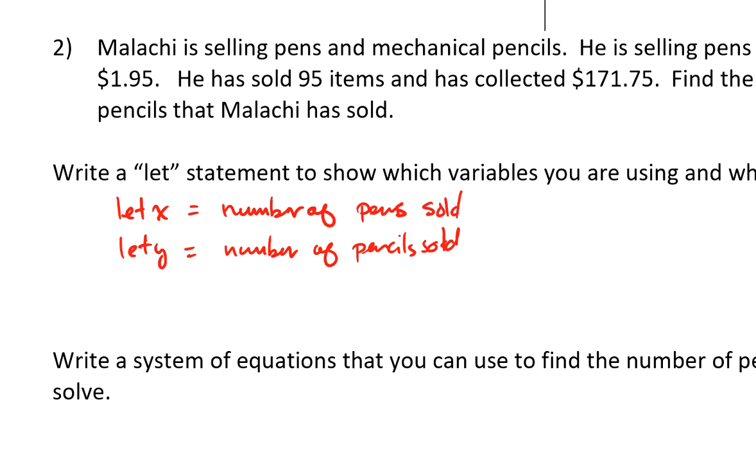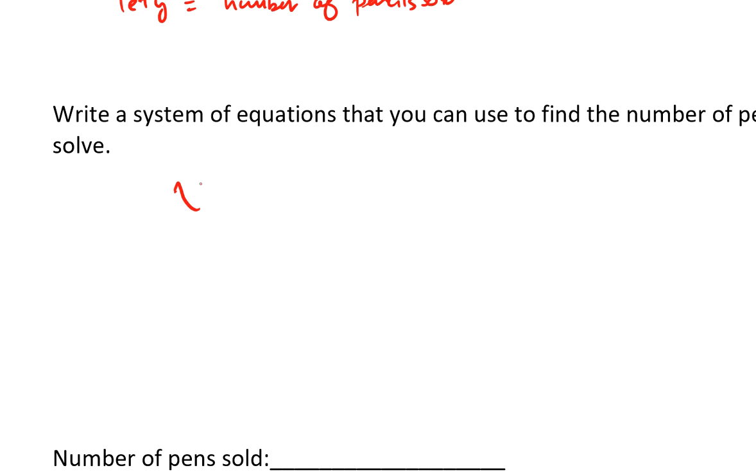So one of the things I know is that there are a total of 95 items that was sold. So in other words, if I take the number of pens, X, plus the number of pencils, Y, I get that there were 95 of them sold.